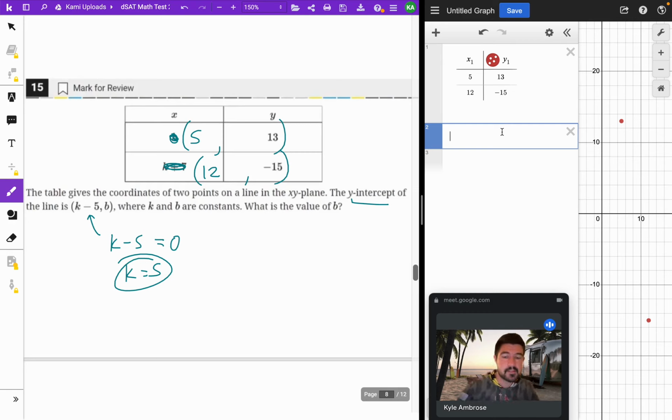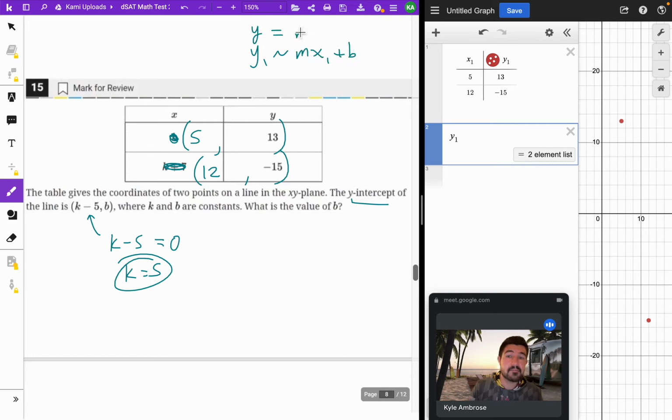I'm going to type in this equation, y sub 1, which is this y here. I'm going to write y1 is approximately mx1 plus b. And you should recognize this as y equals mx plus b, the equation of a line. And we're looking for the value of b, which is the y-intercept.